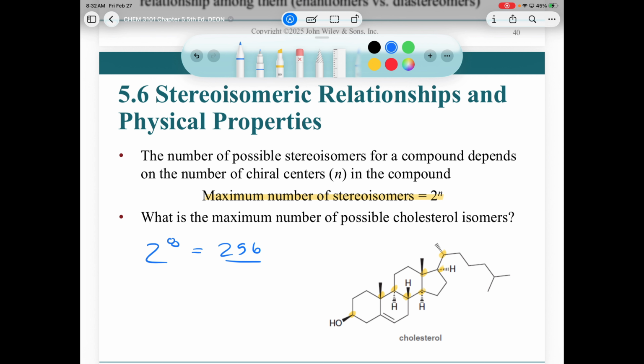Cholesterol has 1 enantiomer, right? 1 enantiomer is going to have 254 diastereomers on it. And the human body can make this thing, right? So yeah, it's pretty amazing synthesis.